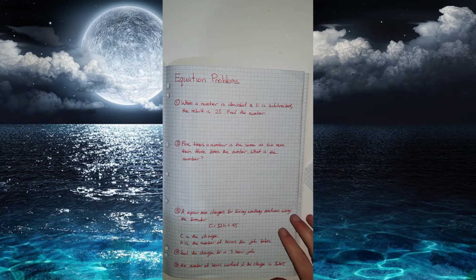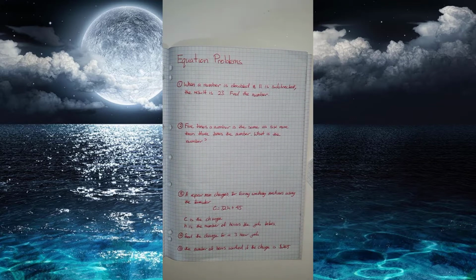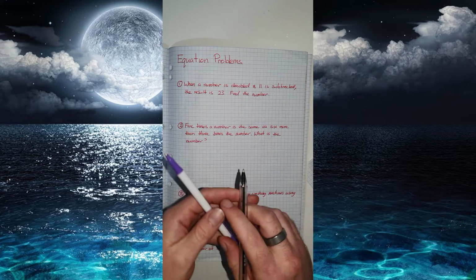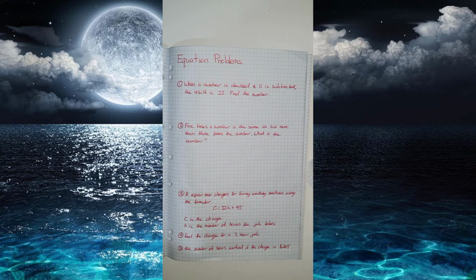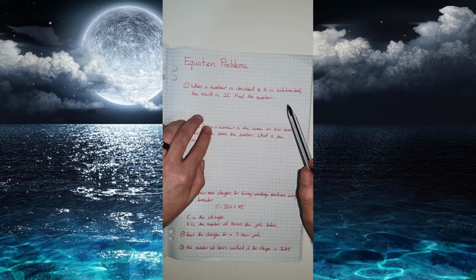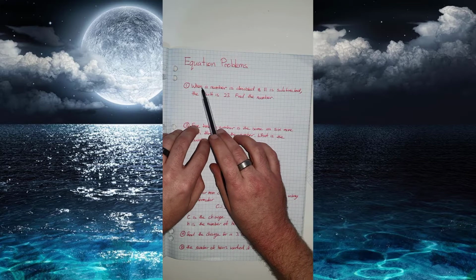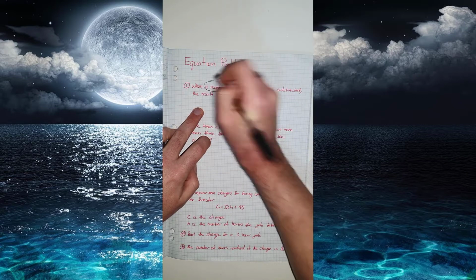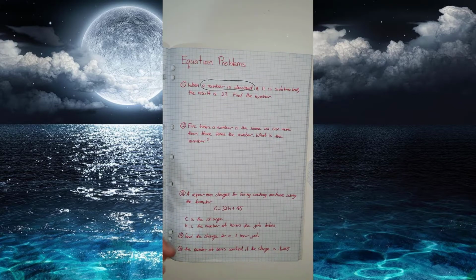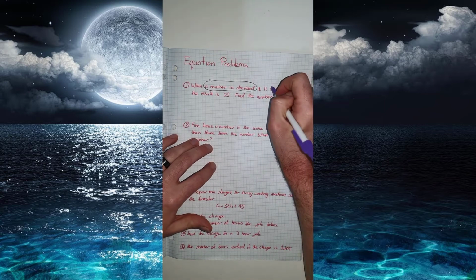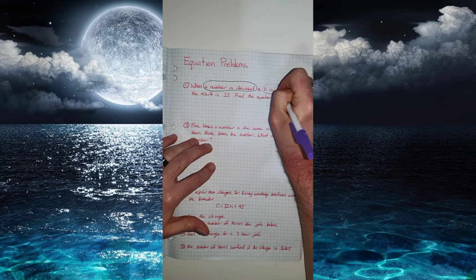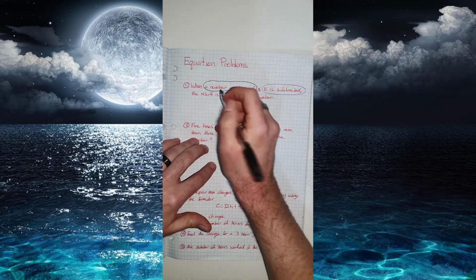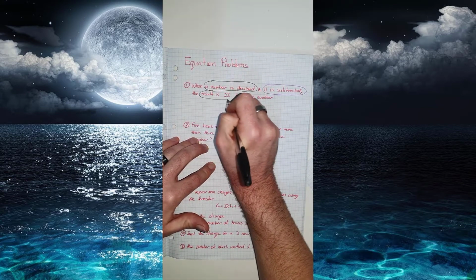Now we've got a bunch of words. What we need to do is turn this into something a little bit more familiar, with the numbers. The first thing we need to do is circle. I would probably get two different colored pens or different colored highlighters to circle the relevant sections. So, when a number is doubled, is my first key piece of information, and 11 is subtracted. The result is 23.